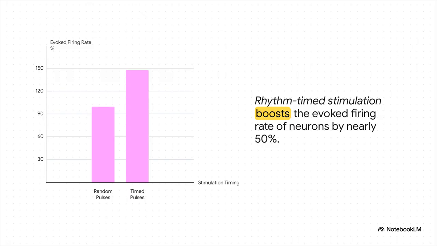And the effect is, well, pretty dramatic. Research from Allison-Walker and their team showed that just by timing the stimulation to the brain's natural rhythm, they boosted the firing rate of the neurons by a whopping 48%. That's huge. It means you can get almost the same visual effect with nearly half the power, or a much stronger effect with the same power. It's a massive leap forward for both safety and efficiency.